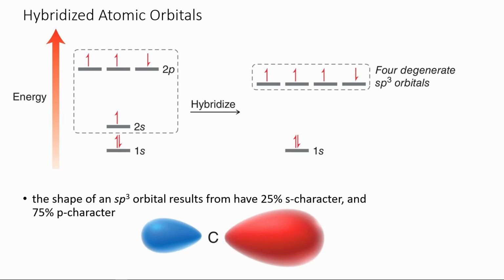Now, the shape of these new hybrid orbitals is going to be a little bit different than just the s orbital or the p orbital that we saw before. For an sp3 orbital, or what we've seen here with methane, 1 s and 3 p orbitals are hybridized together. The sp3 orbital is going to have 25% s character and 75% p character. And the shape will therefore be a hybrid of a p orbital that is more similar to an s orbital than just a normal p orbital. So you can see the shape of the lobes is a little bit different.